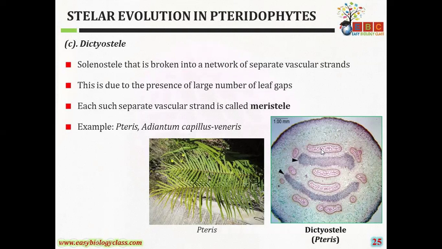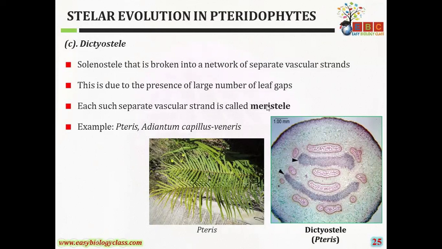Stele means it is having endodermis, pericycle, and vascular bundles. So here you can observe this part. The endodermis is there, the pericycle is there, and these are the vascular bundles. There is a leaf gap. This is another vascular strand, this is another stele, this is another one. So each one here represents a stele.